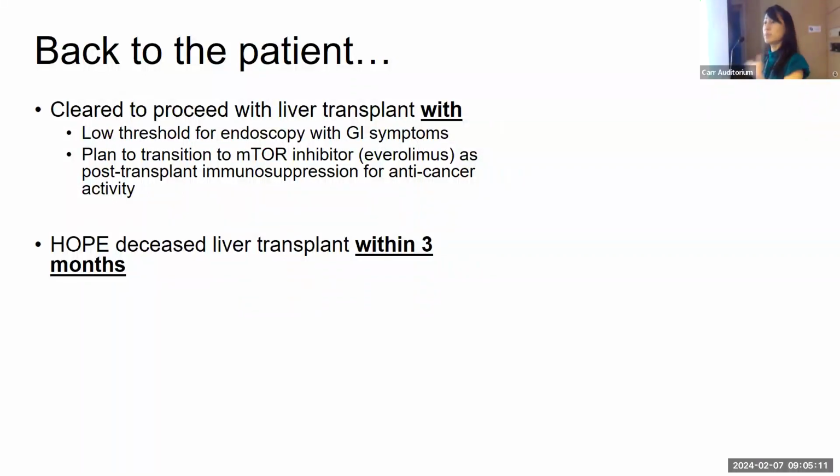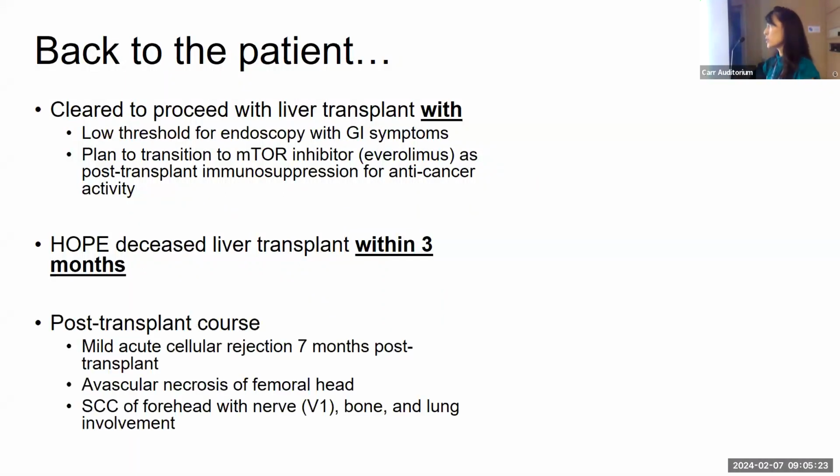He actually got transplanted within 3 months. And so this is what's wonderful about the HOPE Act: these patients usually get transplanted within 6 months, and for livers, even a shorter period. He's actually my primary care patient, and so I've been able to follow him really closely post-transplant. Not surprisingly, he had mild acute cellular rejection 7 months post-transplant. We know that HIV patients are at some increased risk of rejection. He did well after that, though.